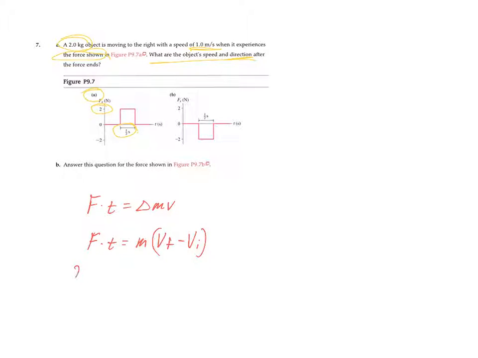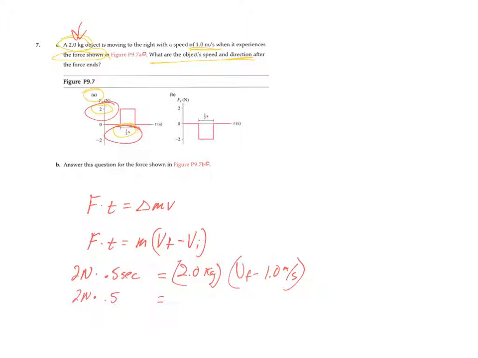So my force is 2 newtons. My time is half a second. Where did you get that from, Mr. Rampton? Right off of that graph. My mass was given up here, 2 kilograms. My final velocity is what I'm interested in. Initial velocity was 1. So I need to get VF all by itself. There's a little math involved here.